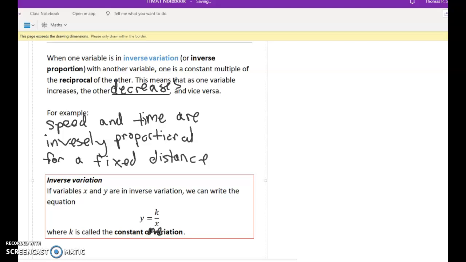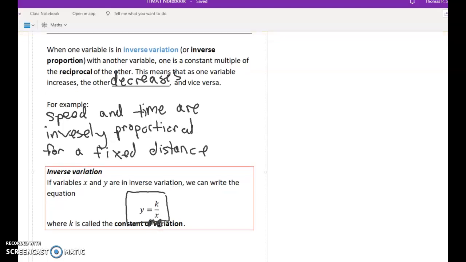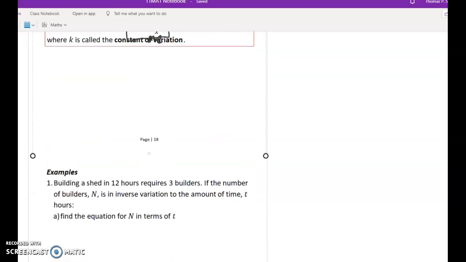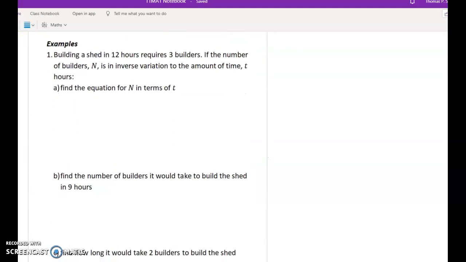Okay, and so the formula for inverse variation is this one here. Y equals k over x, so it's the form of a hyperbola in structure, where k is the constant of variation. So let's look at an example of inverse variation.